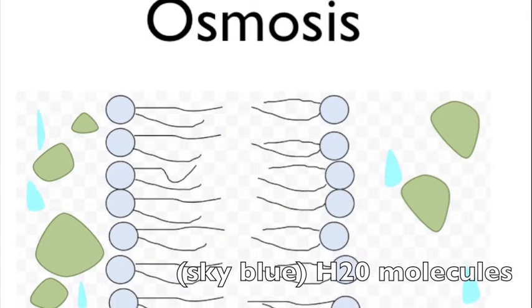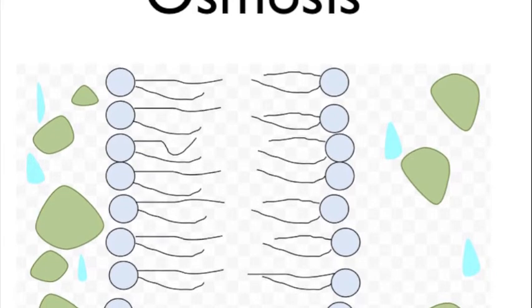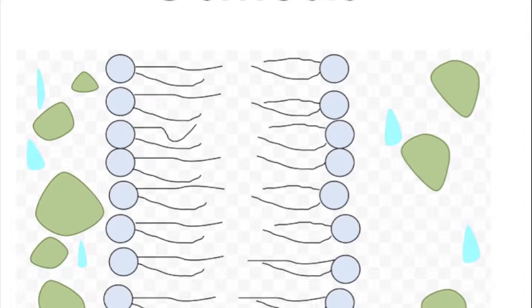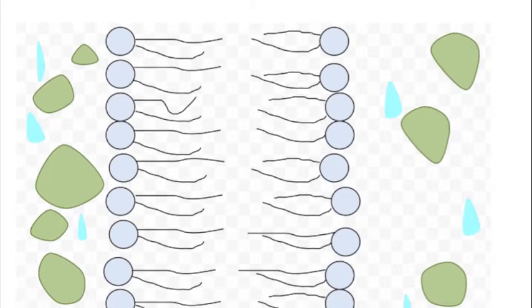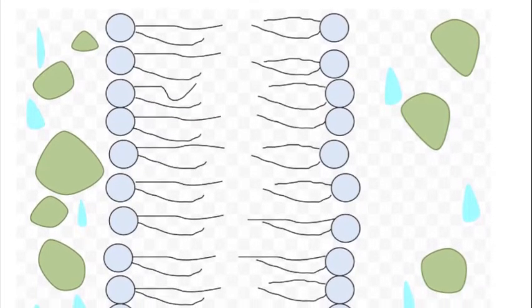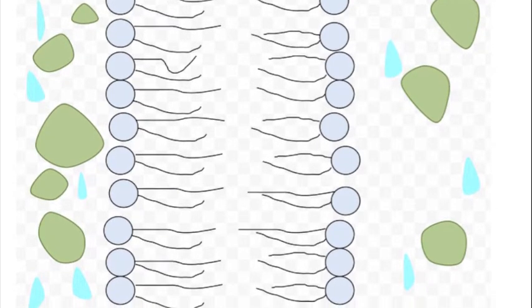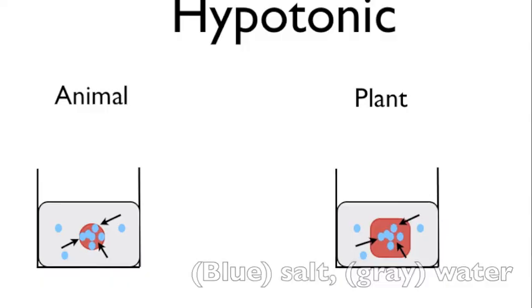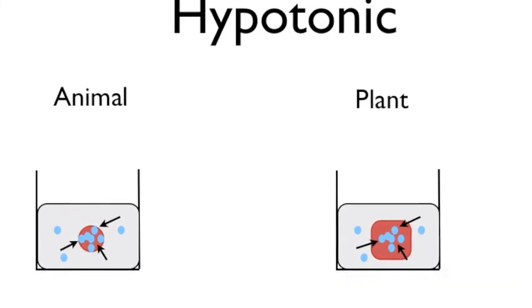Osmosis, another passive transport. It is a movement of water from a high area of water concentration to a low area of water concentration. And you can see the H2O molecules all over the place. And you can see the left side is more crowded, so presumably it is moving from left to right. Hypotonic solutions. It is when there is less concentration of solute.